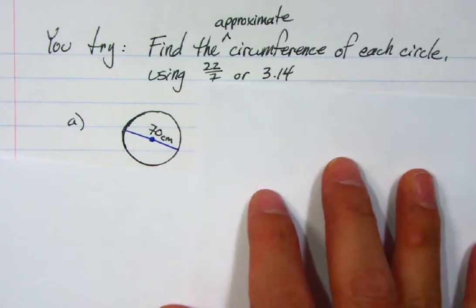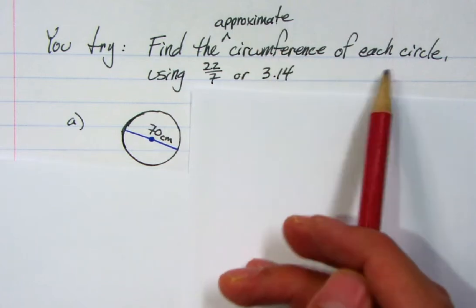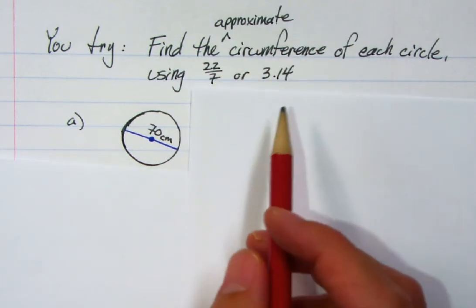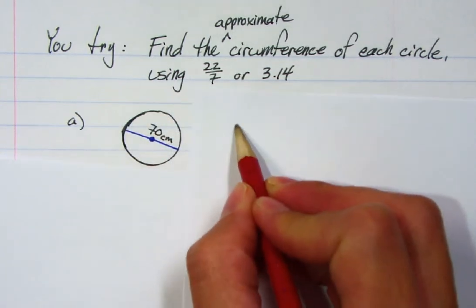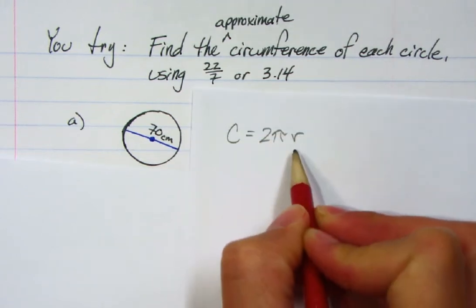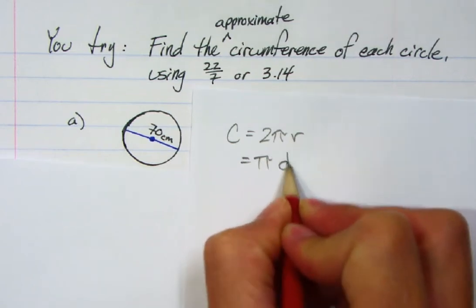Okay, I want you to try a couple out here. So this is our last part of our notes. Find the approximate circumference of each circle using 22 over 7 or 3.14. All right, so look, I've got my circle. I know that my circumference is equal to 2 pi r, right? Could also be written as pi times diameter.